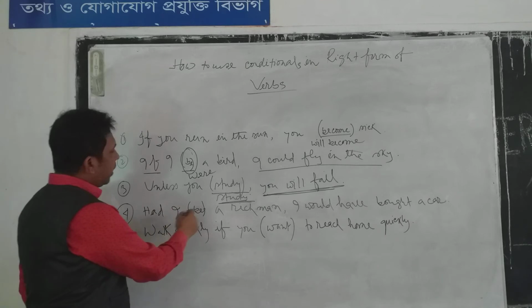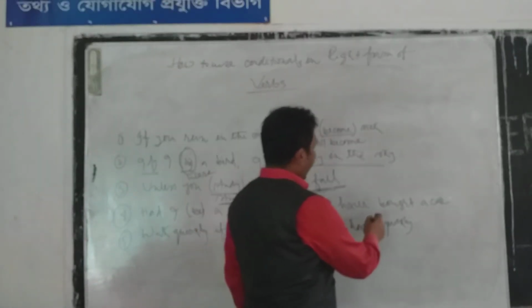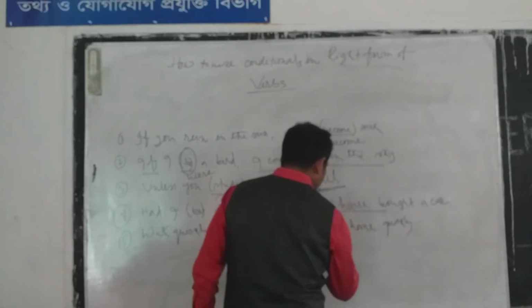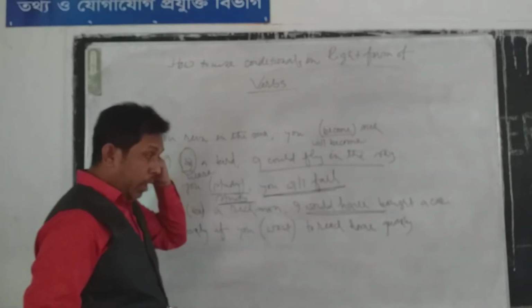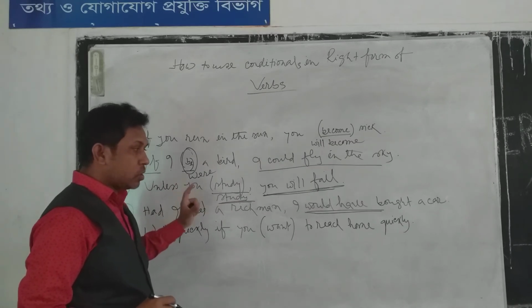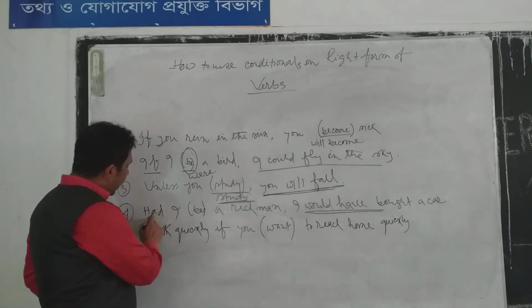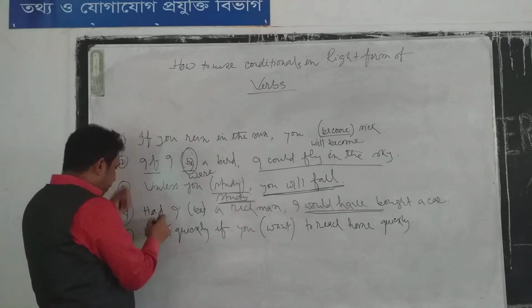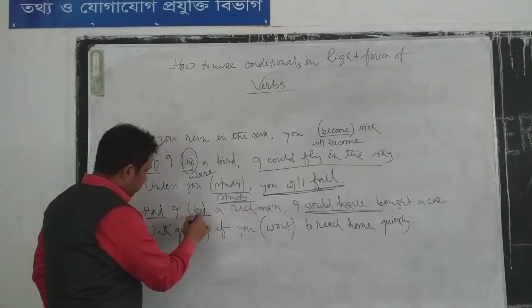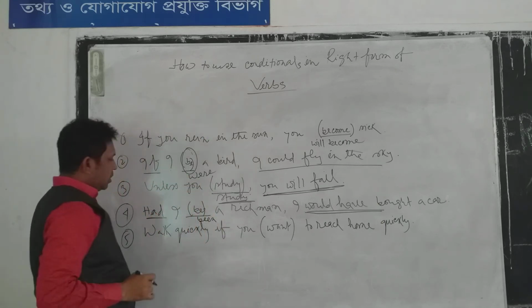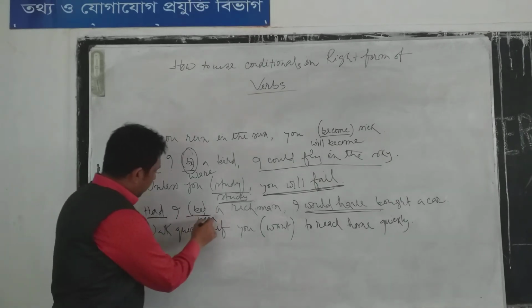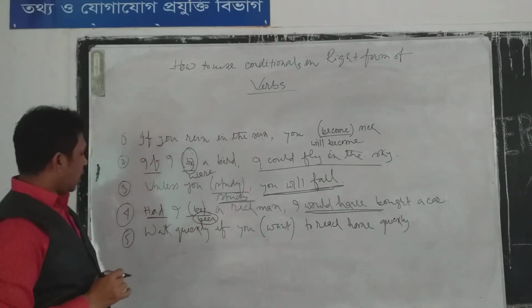Another example, had I be a rich man, I would have bought a car. That means this is a perfect condition. You know, had I be a rich man, here it is perfect condition, that means after "had", the verb will be the past participle. That means "be" will be "been". Had I been a rich man, I would have bought a car. This "been" is the correct form of the verb here.